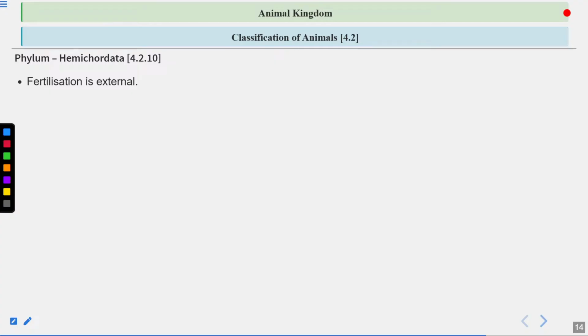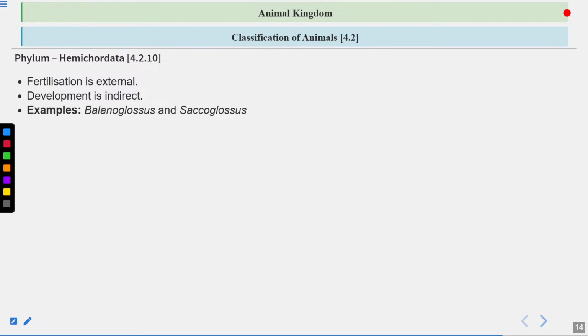Fertilization is external here. Means the male and the female gametes are released in the water and the fertilization takes place in the water. What do you mean by fertilization? Fertilization means the fusion of the male and the female gametes. Development is indirect again.